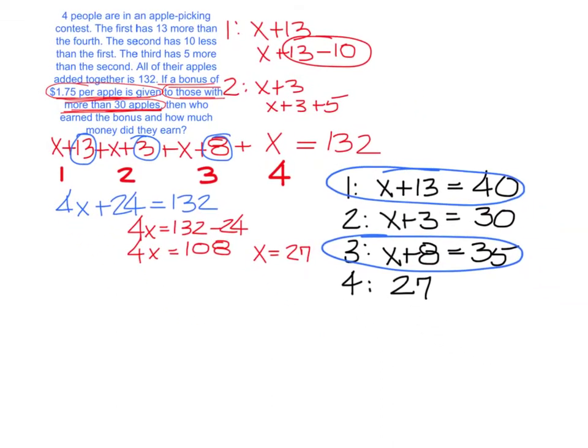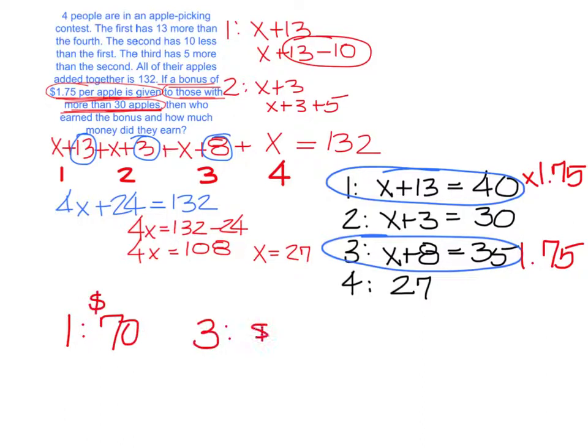So go back down into the problem here, and we're going to have to multiply this one by $1.75 and this one by $1.75. Person 1 earned how much money? $70. And person 3 how much? $61.25.